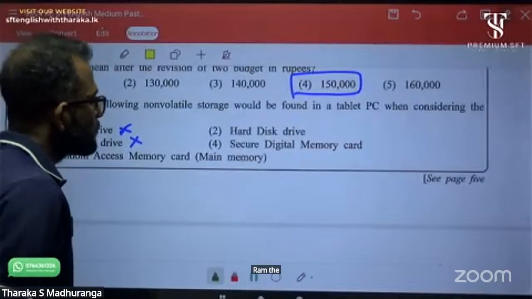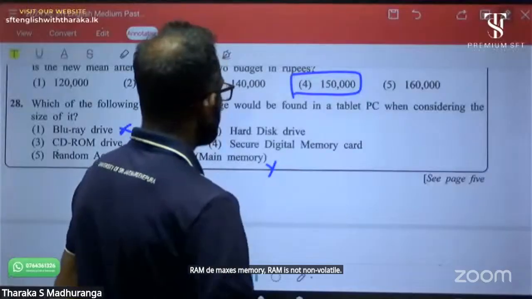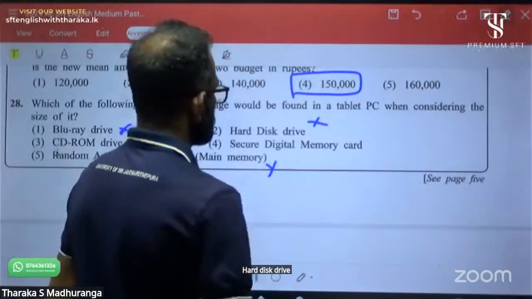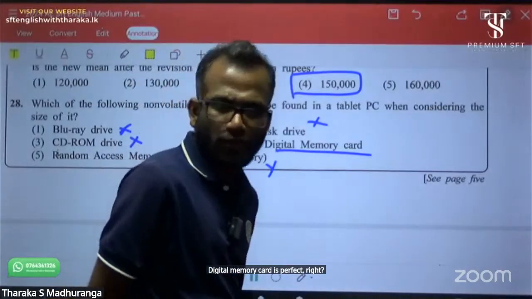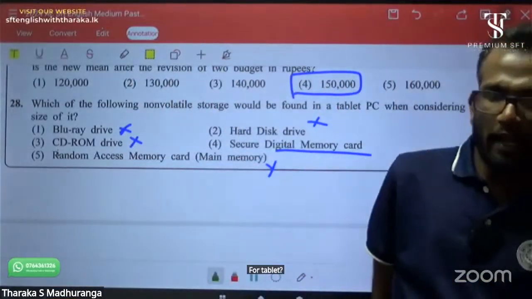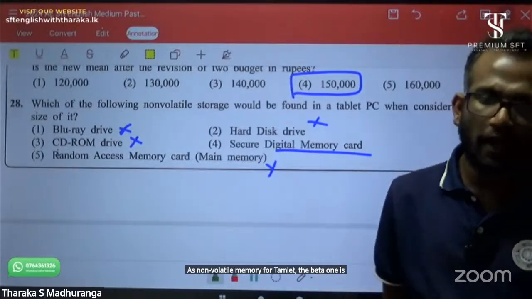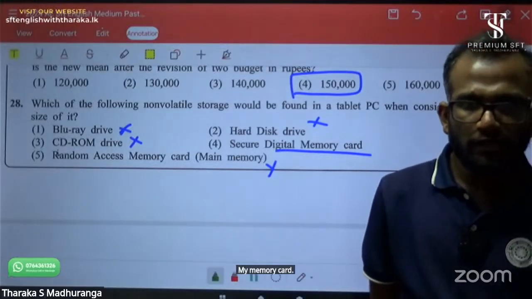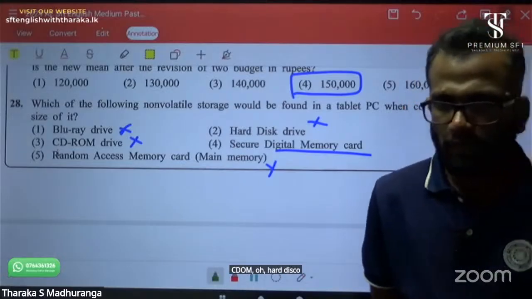Random access memory, RAM is not non-volatile. Hard disk drive, no. Digital memory card is perfect, right? For tablet, as non-volatile memory for tablet, the better one is memory card. Memory card, because CD-ROM or hard disk, they are not practical, right?